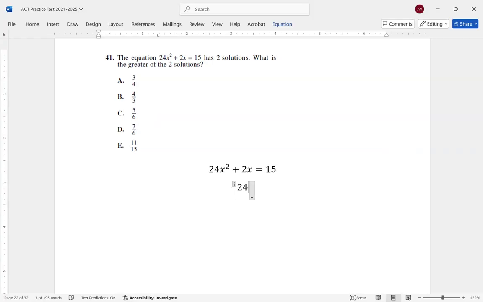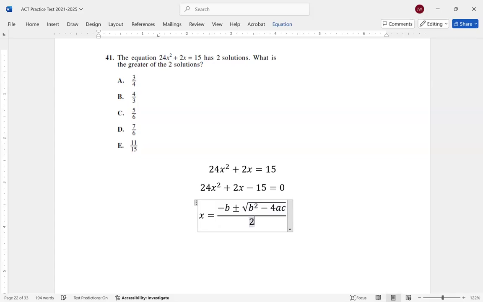So what I would do is take 24x squared plus 2x, and then I'd subtract 15 from both sides, giving me minus 15 on the left and equal to 0 on the right. Now I've set up a quadratic equation. If I can factor this easily, I'd factor this, but I can't factor this very easily. So I'm going to turn right to the quadratic formula, which says take the opposite of b plus or minus the square root of b squared minus 4ac all over 2a.